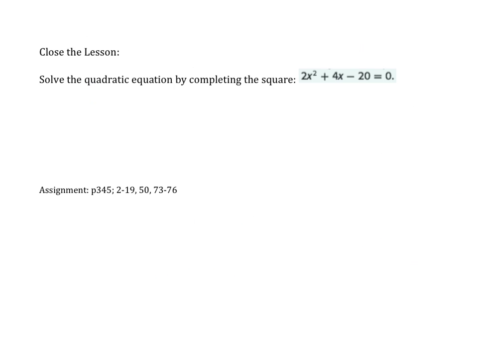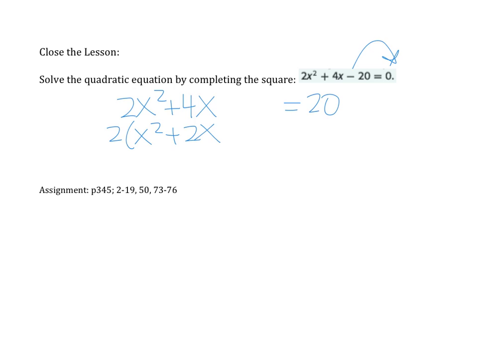And we're going to solve the quadratic equation by completing the square. So the first thing we want to do is put our x's on one side. We're moving the 20 over. I'm going to factor out that 2. I take 2 divided by 2, square it.